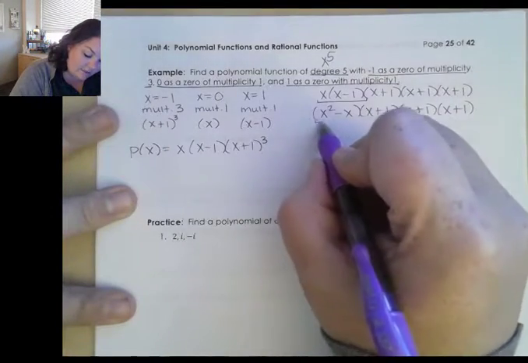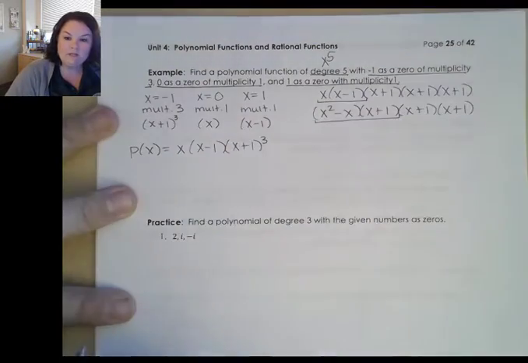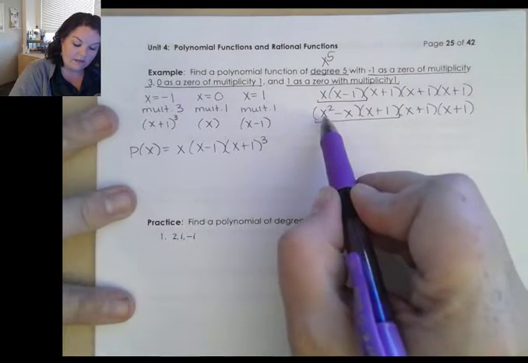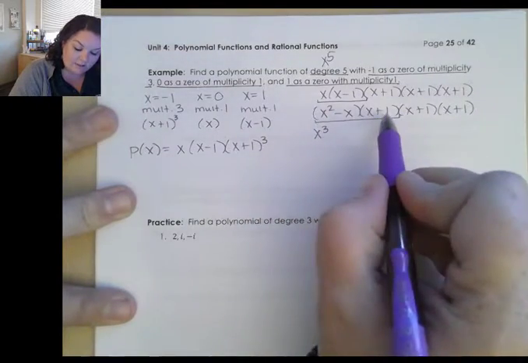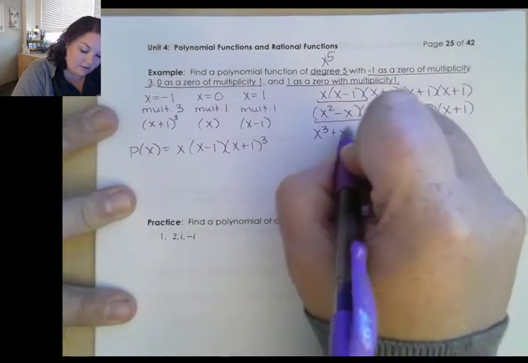And now again, I'm going to just do the first two together. So when I distribute, my x squared times x is x cubed. X squared times 1 is x squared.